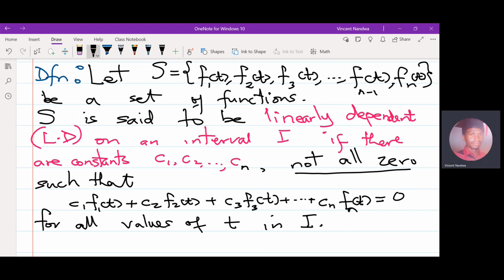Now, when do we say that the set S is linearly independent? What should be the condition?